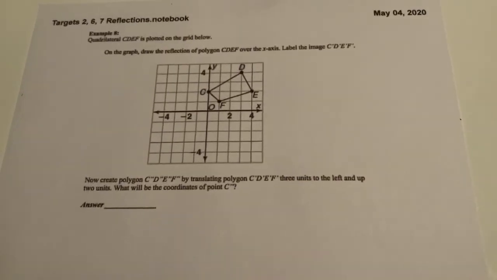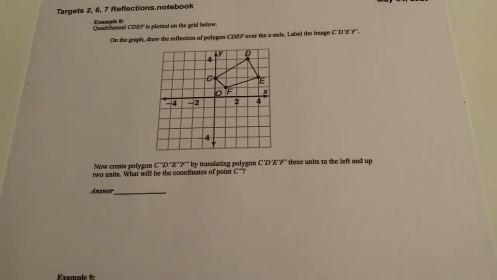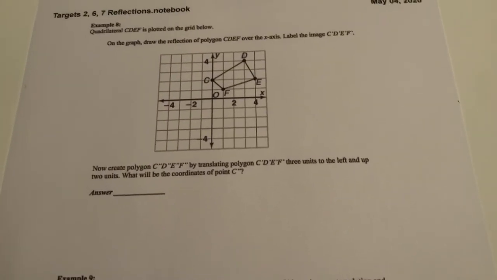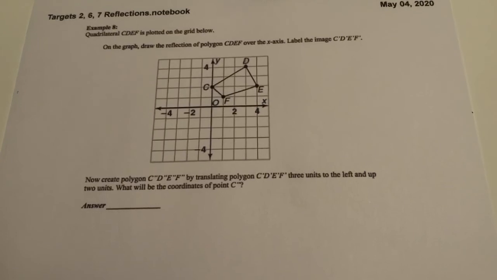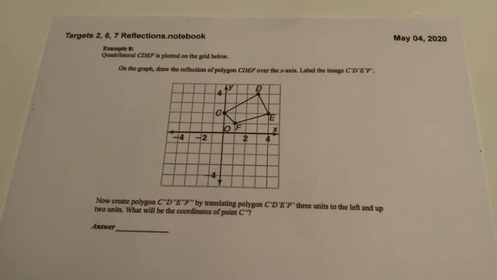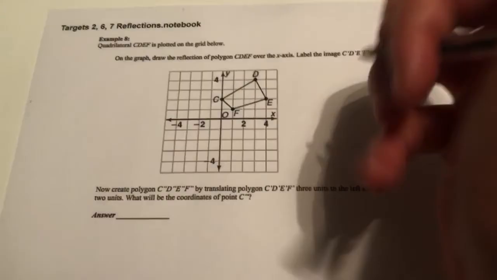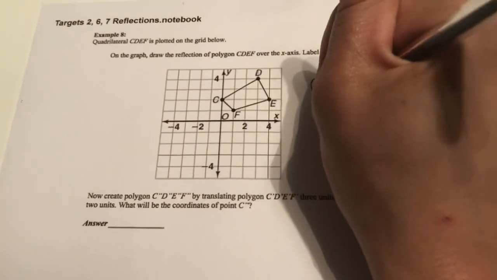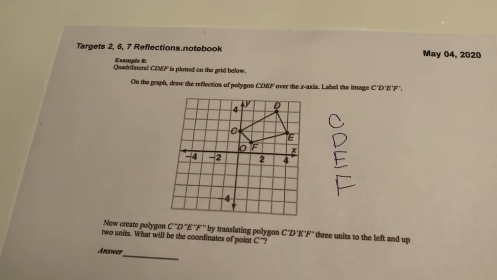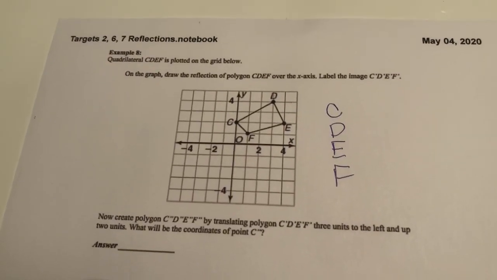All right. We're drawing a quadrilateral CDEF, and if you want, you could try to do this one on your own. This is going to have just a reflection of everything we've been doing this week and last week. So, CDEF. It says to draw the reflection of polygon CDEF over the x-axis.